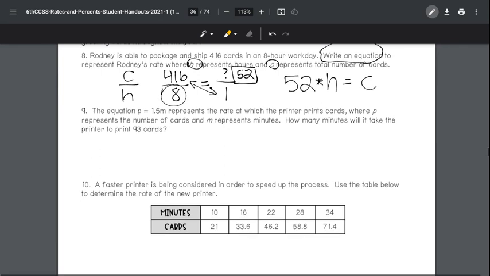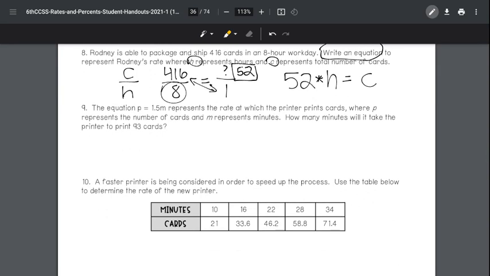Number 9. An equation, P equals 1.5m, represents the rate at which the printer prints cards, where P represents the number of cards and m represents minutes. How many minutes will it take the printer to print 93 cards? So we're talking about cards and minutes. I want to know, if I have 93 cards, how many minutes is that going to take the printer? So I need to figure out what my other proportions would be.